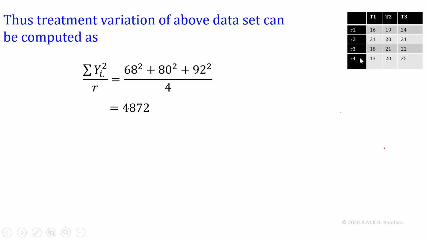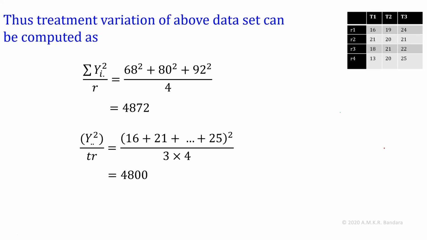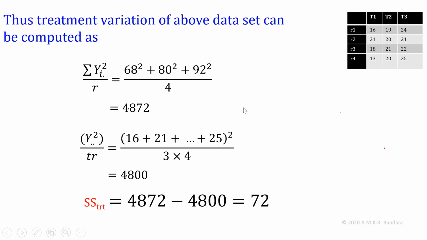So earlier we identified the total variability of these observations as 180. Now total treatment variability, or between treatment variation, or between group variation, is 72.